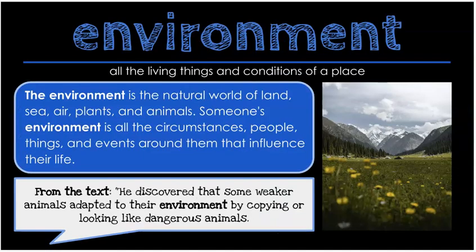Our next word is environment. Say environment. From the text, environment is all the living things and conditions of a place. The environment is the natural world of land, sea, air, plants, and animals. Someone's environment is all the circumstances, people, things, and events around them that influence their life. From the text, he discovered that some weaker animals adapted to their environment by copying or looking like dangerous animals. And there in the picture, you can see the environment. Looks like a meadow in the valley of some mountains.